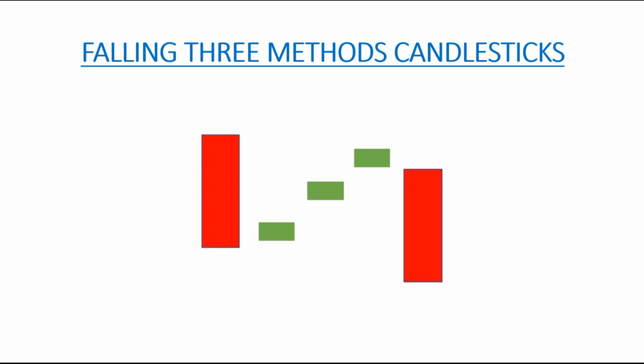So the candlestick pattern is important because it shows the trader that the bulls still do not have enough power to reverse the trend, so the bears still dominate.